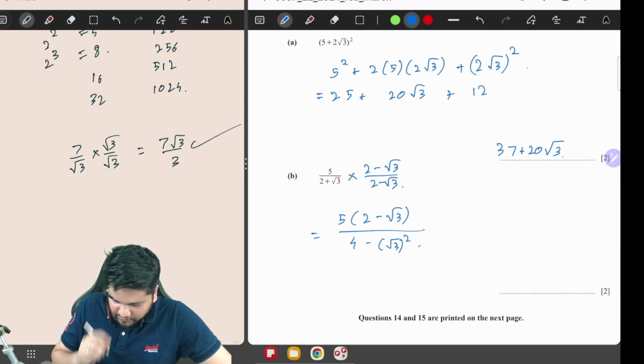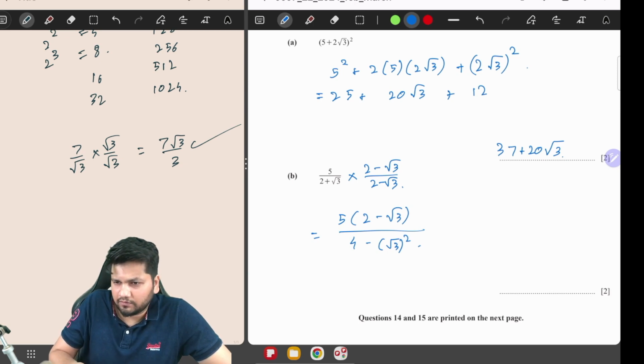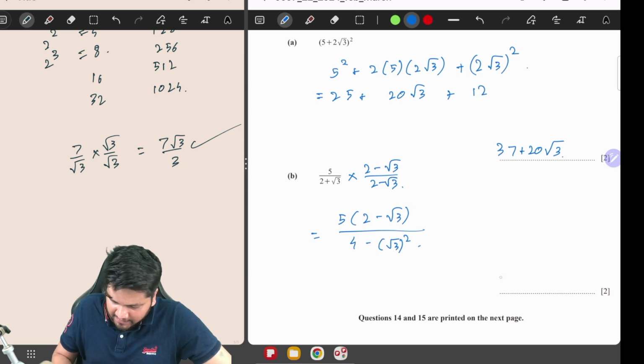So here the answer is going to be what? 4 minus root 3 square. 4 minus 3 is nothing but 1. So there is no worry about the denominator. I'll get 10 minus 5 root 3. That's my answer.